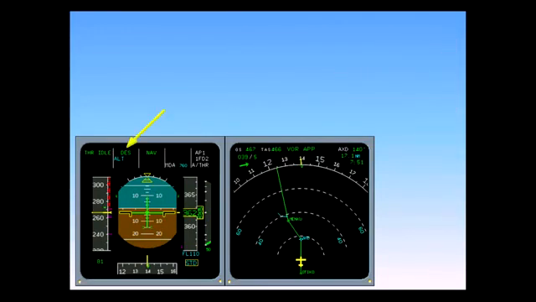Descent, DES, appears on the FMA. Thrust is reduced to thrust idle mode. This mode will attempt to maintain a descent path with zero vertical deviation. The magenta circle shows deviation from the computed descent path.